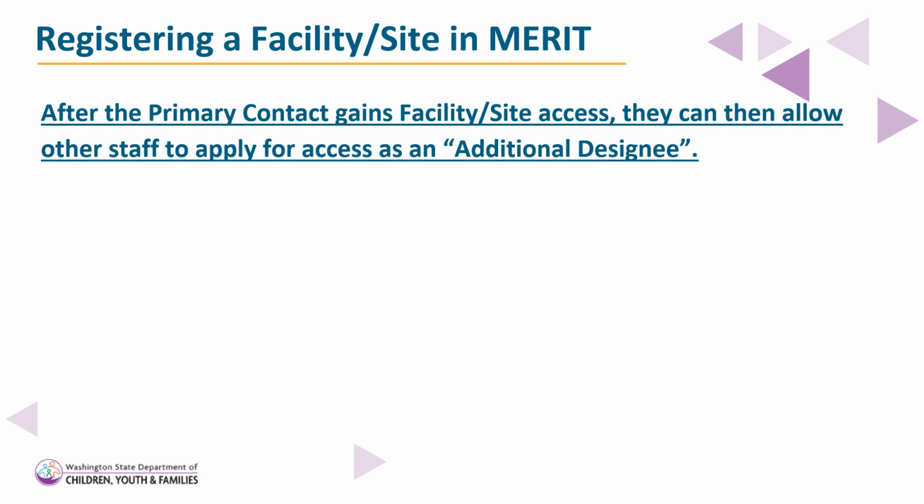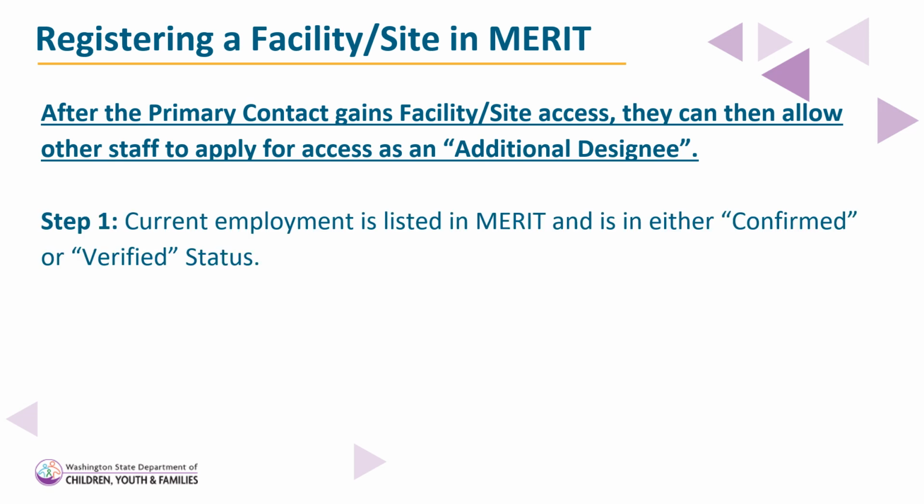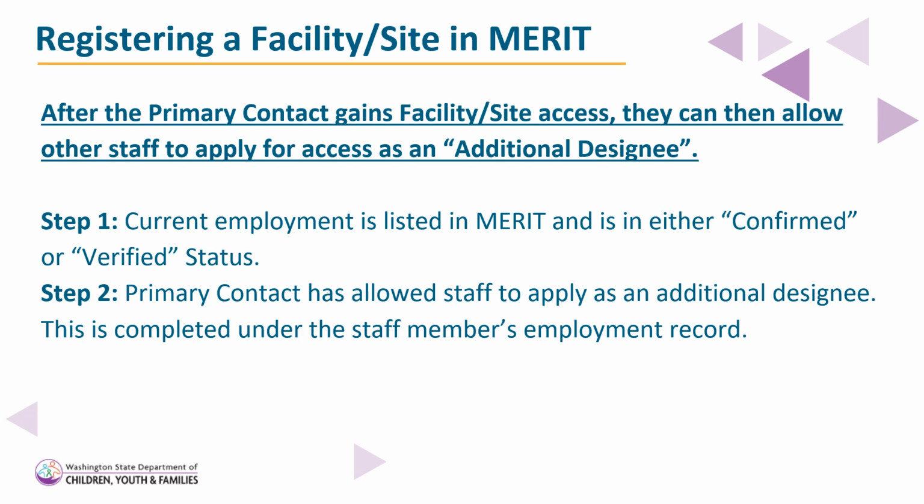After a primary contact has gained access to the facility site tab, other staff can also access this management tool through granted access as an additional designee. Current employment must be listed in Merit and be in either confirmed or verified status. The primary contact has allowed the staff member to apply as an additional designee. This step is completed under the staff member's employment record.